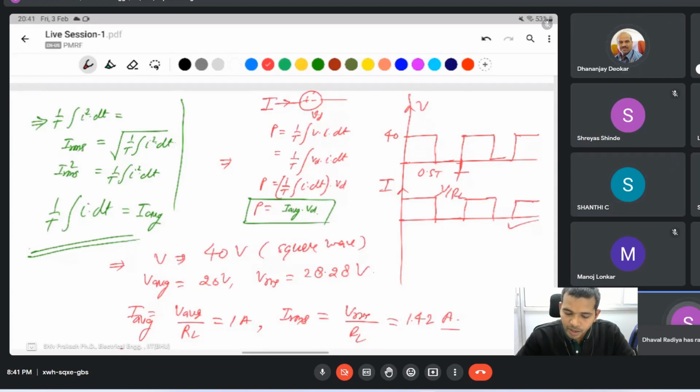You can apply that if you find the I average and I RMS, then you can simply multiply. Instead of a square wave input, when a constant DC voltage is given, you can simply apply this. Then we can divide voltage by current, and directly I into RD plus load current into diode voltage VD. That is sufficient.